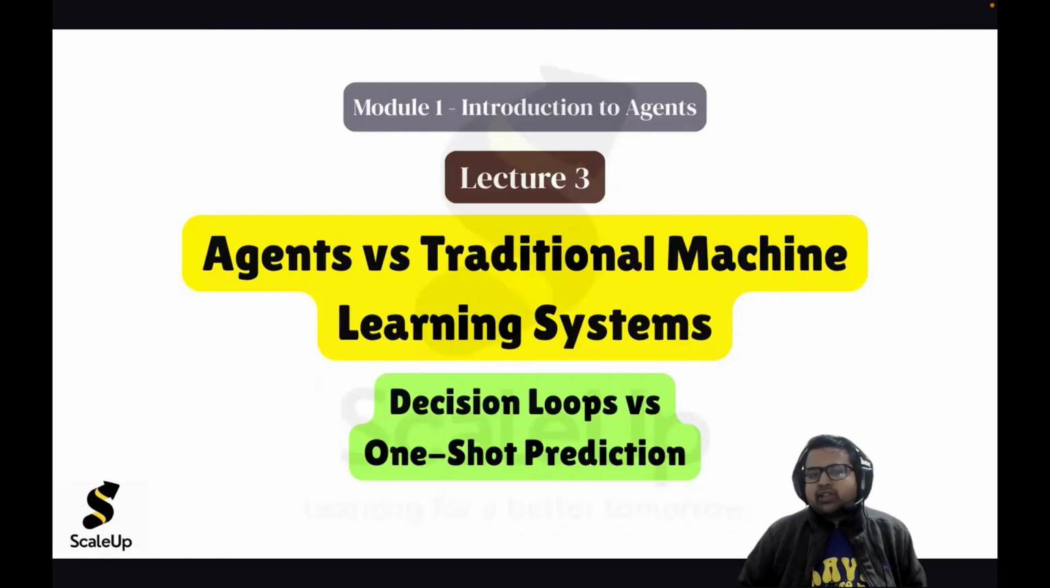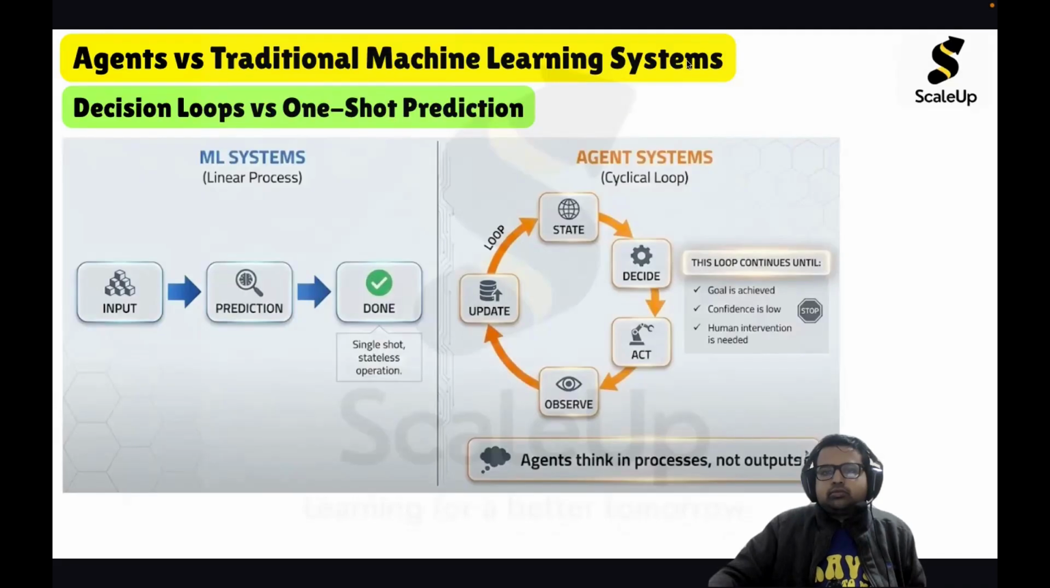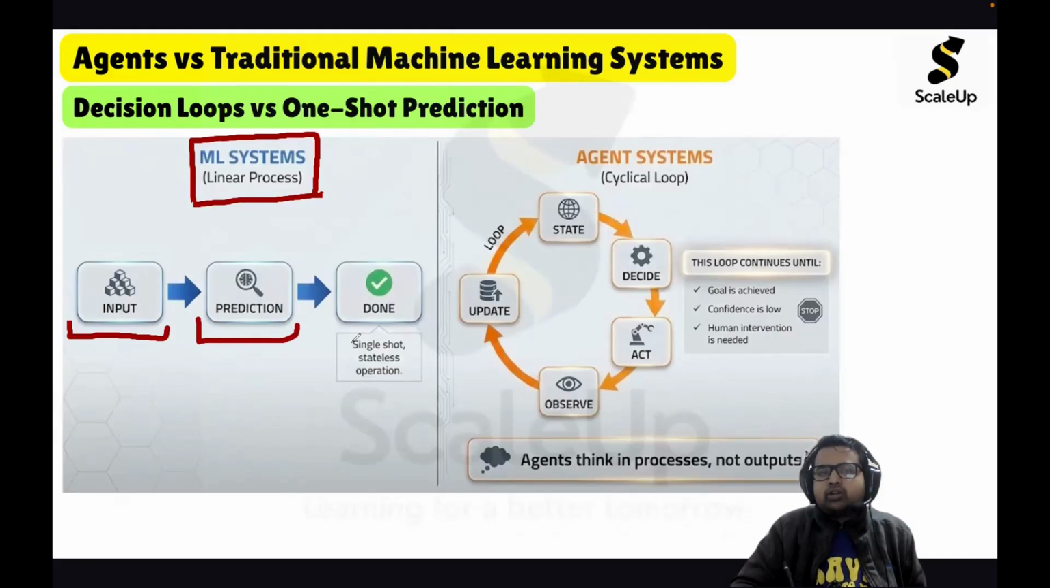Decision loops versus one shot prediction. Machine learning systems are a linear process. We give an input, the machine learning system makes some prediction, and done. So machine learning is like one shot prediction. One shot prediction means one input, one output, session is done. We are not at all considering the context. So machine learning is a linear process, a single shot stateless operation.